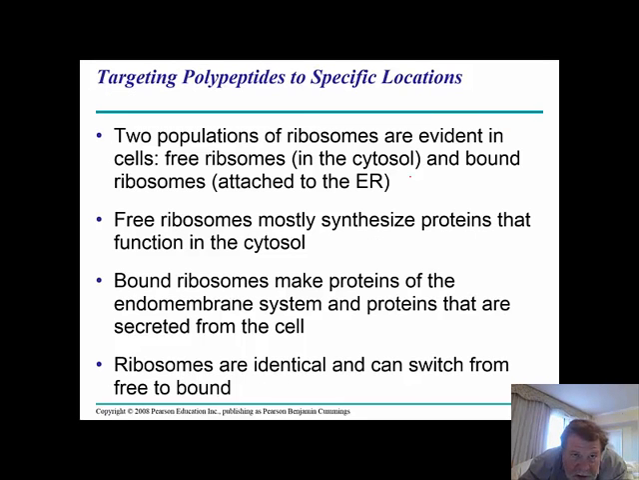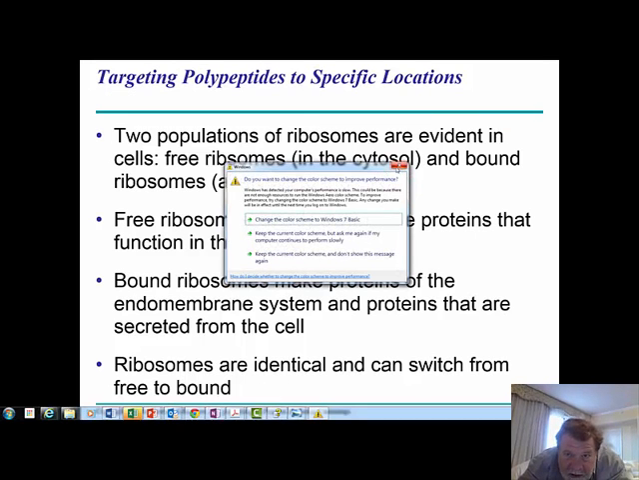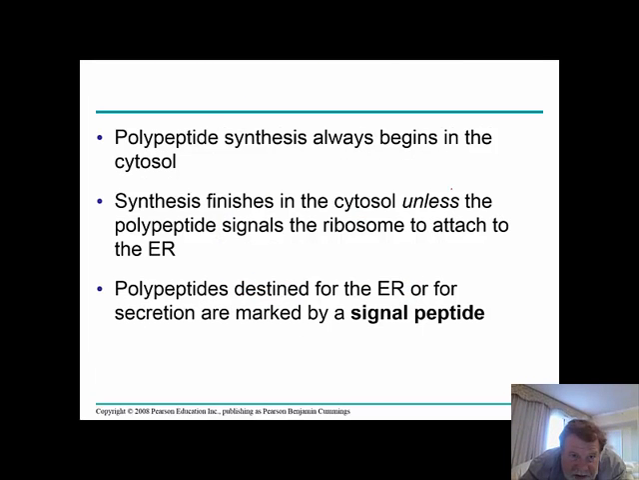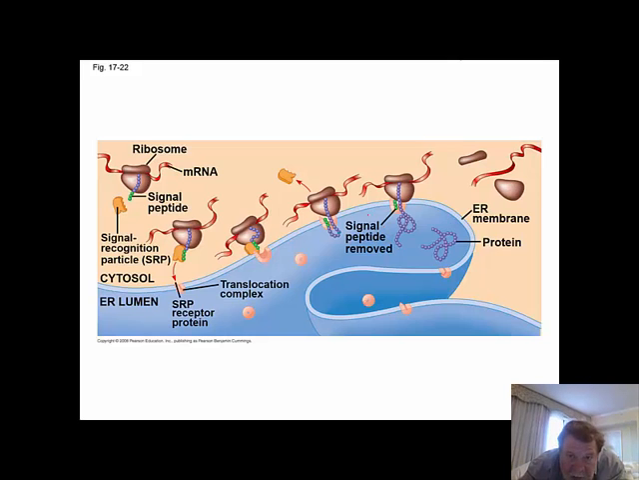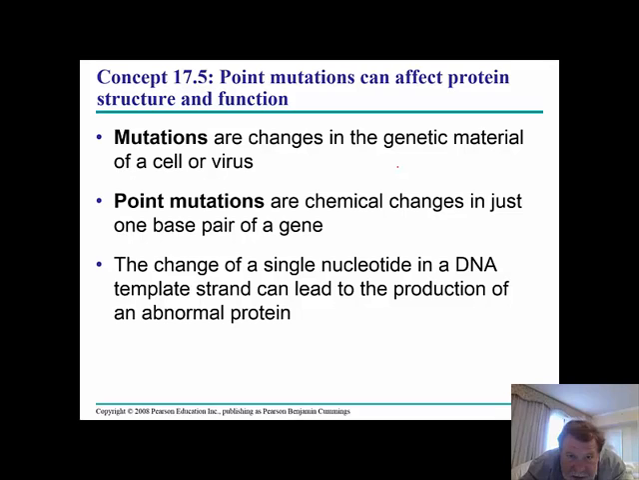Proteins can fold and give us slightly different structures, and what we have is a signal recognition particle that binds to the signal peptides. The signal recognition particle brings the signal peptide and its ribosomes to the endoplasmic reticulum, in which case the protein, as it's being made, is being put right into the lumen. And so, again, this shows you how a secreted protein can be made.